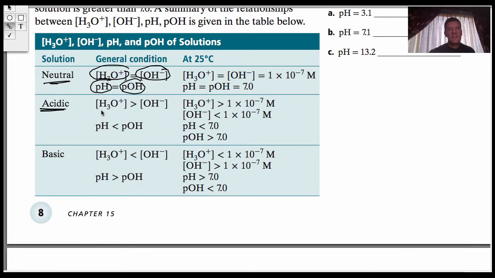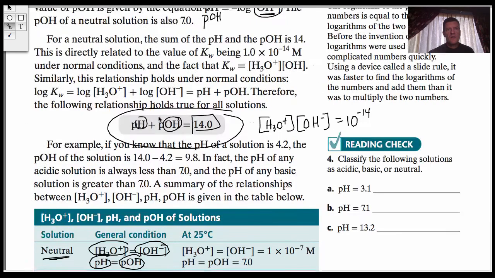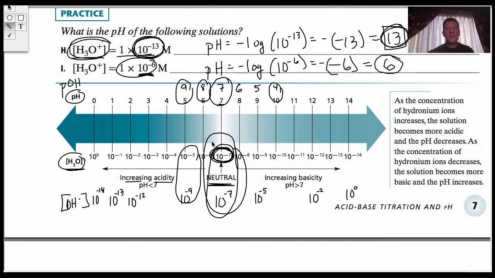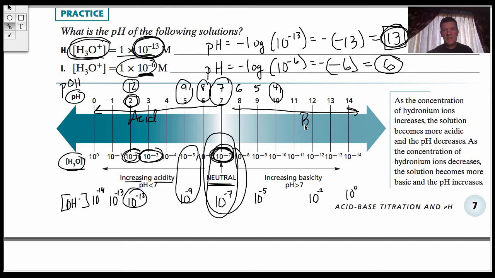When it's acidic, you have a higher concentration of hydronium than you do hydroxide. Now, be careful here. If it's acidic, the concentration of hydronium is greater than the concentration of hydroxide. Okay? But pH is going to be low and pOH is going to be high. Let me say that again. When pH is below 7, it's acidic. When it's above 7, this is basic.